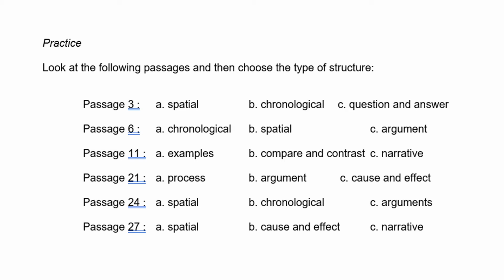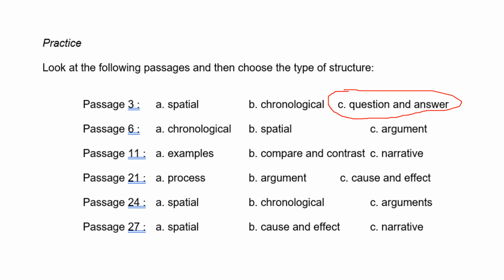Well, look at the beginning of paragraph 2. It says, what makes this horse so good? And then paragraph 2 answers the question. Paragraph 3, how about a test of endurance? And then the rest of paragraph 3 answers the question. So the best answer for passage 3 would be question and answer.